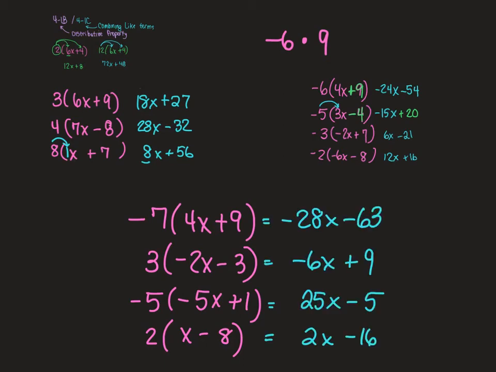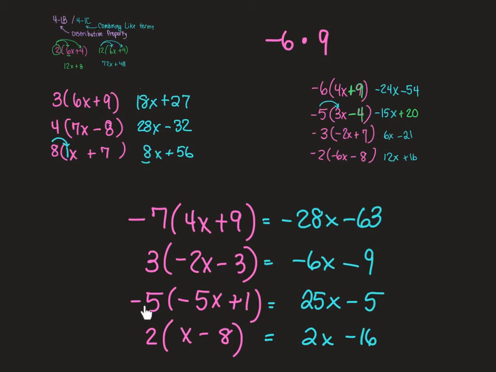All right, how'd you do? Check them over, see if you got them right. Negative 7, positive 4 makes negative 28. Negative 7, positive 9, negative 63. Positive 3 and a negative 2 multiply to get a negative 6. Positive 3 times a negative 3. Oh, I did that one wrong. Shoot. Okay, this should be a minus.